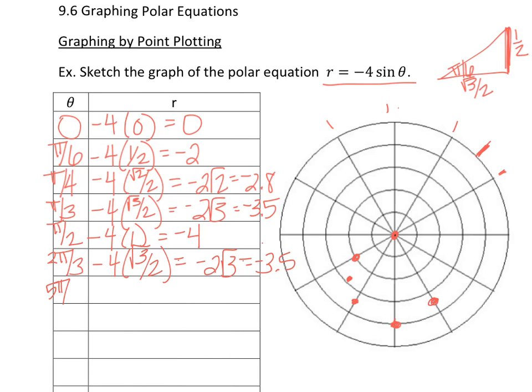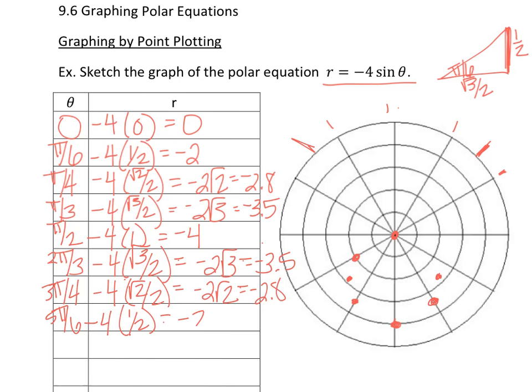Next angle is 5 pi over 6, -4. Oh, sorry, skipped the fourth. Let's do 3 pi over 4 instead. -4 sine of 3 pi over 4, radical 2 over 2. It's going to be -2 radical 2, which we know is -2.8. And I got my angle. I go in the opposite direction, 2.8. And now 5 pi over 6, -4 times the sine of 5 pi over 6. That's going to be the 1/2. So it's going to be -2. I go opposite direction, 2.